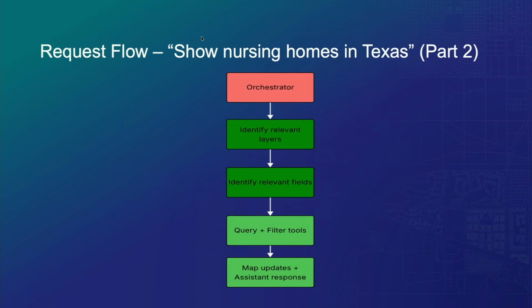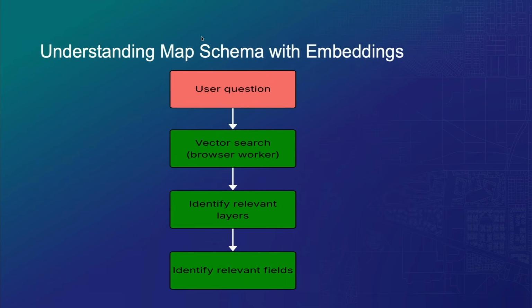And if we look at this in a little more detail, you have the orchestrator, and before, as I mentioned earlier, we can't send all the layers and all the fields to the LLM. So for that, it first needs to identify the relevant layers and the relevant fields, and then it goes in and does tool calling, for example, and then it updates the map and gives the response back to the assistant. So this was really the key piece for us to get this all working in the browser: understanding the map schema with embeddings.